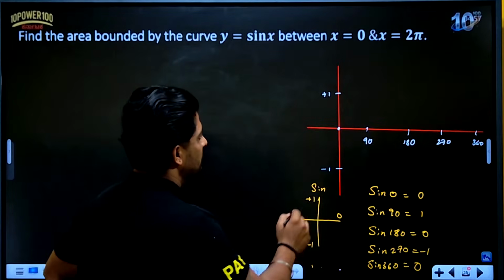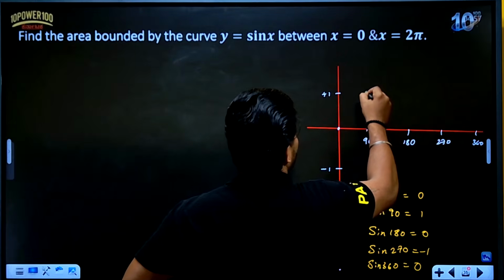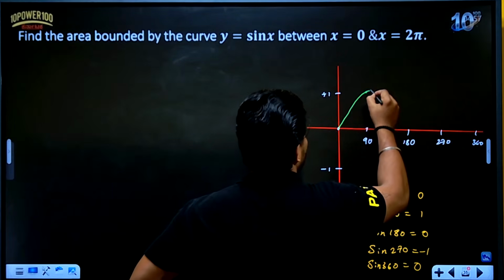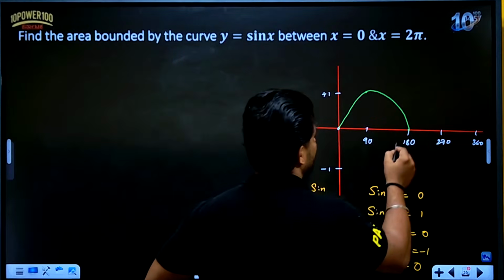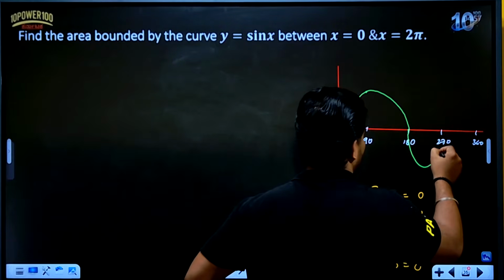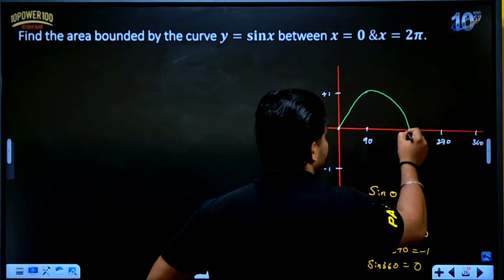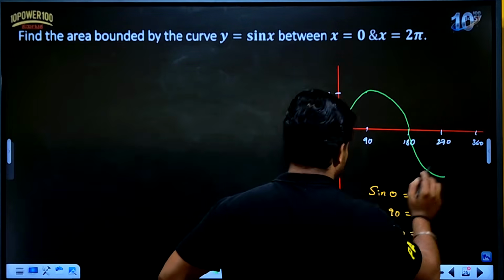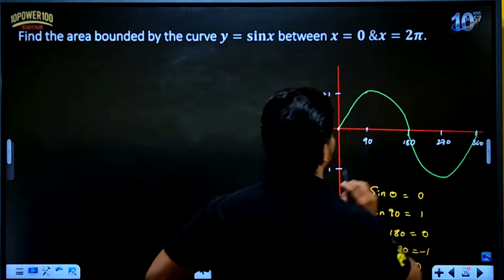Now sin 0 is 0. So this point, sin 90 is 1. So sin 90 is 1 ಇಲ್ಲಿ. Okay, sin 180 is 0. So ಈ ತರ ಹೋಗುತ್ತೆ. Next, sin 270 is -1, and sin 360 is 0. So like this, now we reach up. Okay, so this is the graph.